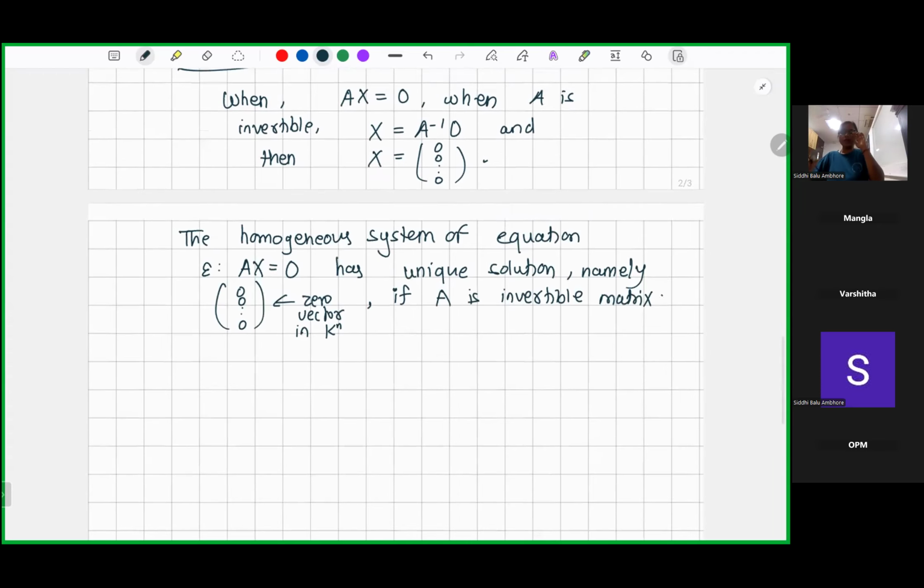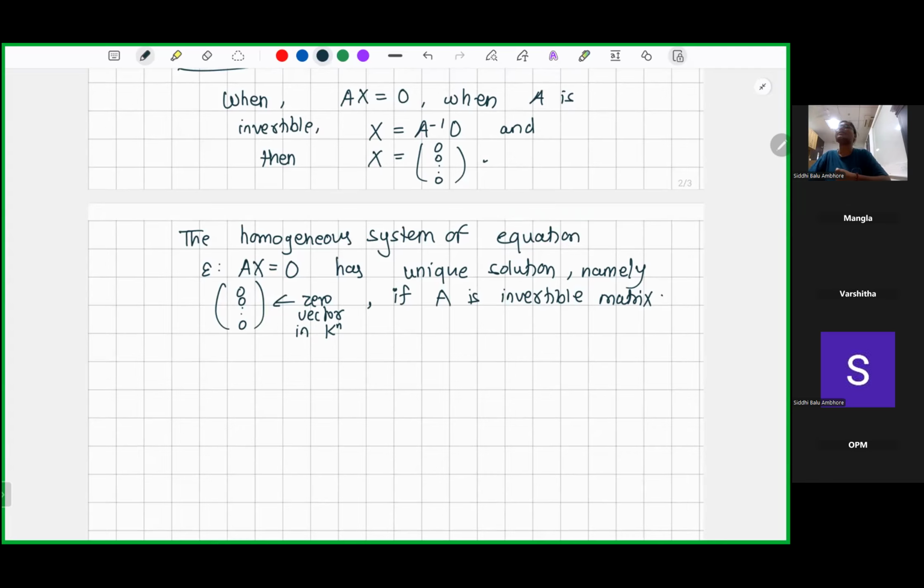And note that in case of a homogeneous system of equations, it will always have the solution 0, 0, 0. Okay, that is always there. So in general, in the questions they have asked, you find the value of some variable where we have no solution, infinitely many solutions, or a unique solution. But in case of a homogeneous system of equations, we always have a solution.